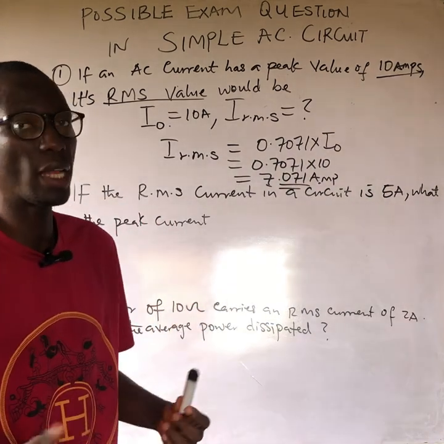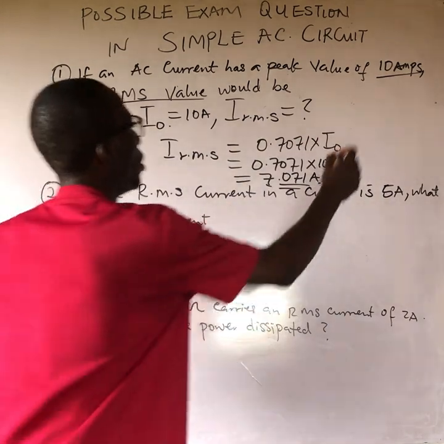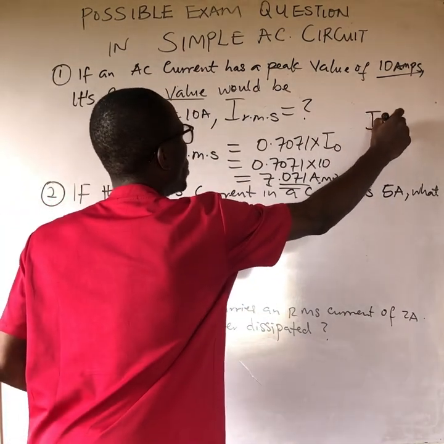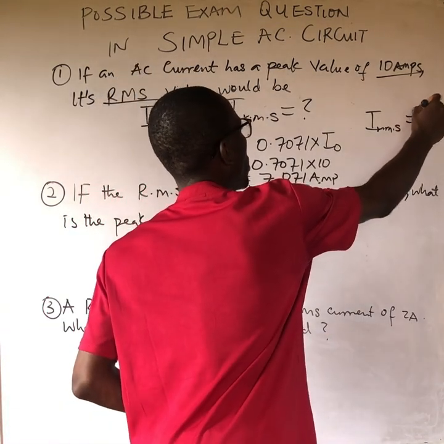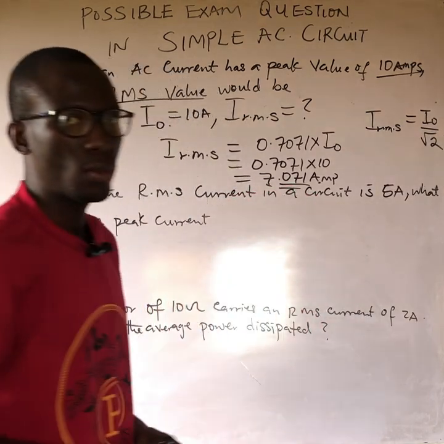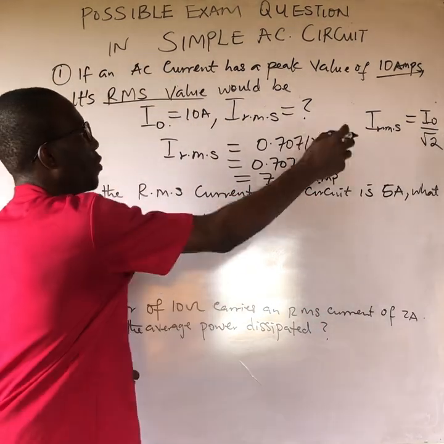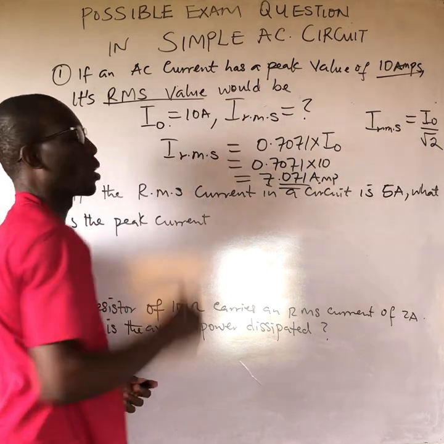So this is the answer. Now, there's another formula that connects these two. If you don't want to use this one, you can also use this one, which is the root mean square current is equal to the peak current over root 2. These are the two formulas that connect the peak current and the root mean square current.